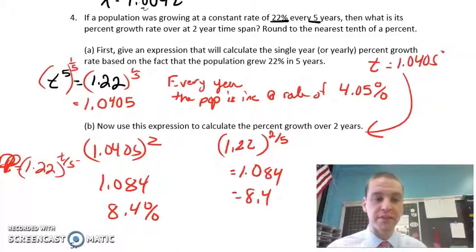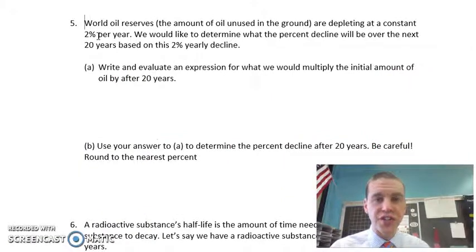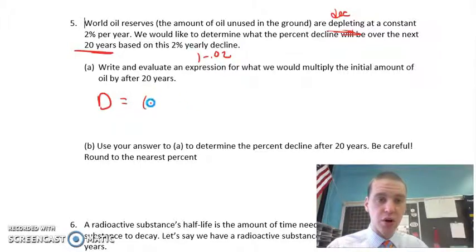So let's look at number 5 here. World oil reserves are being depleted, and we're going to assume that it's a constant rate of 2% per year. So we want to determine the percent decline over the next 20 years based on this 2% yearly decline that's going to stay constant. So we're going to take the amount of decline, we'll say D equals, it's depleting, meaning we're decreasing. So we got to make sure that we're at 1 minus 0.02. So we're going to go 0.98 raised to the 20th. Pretty straightforward.